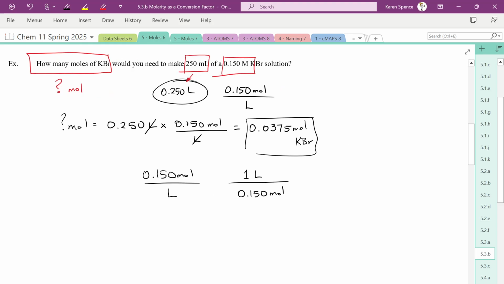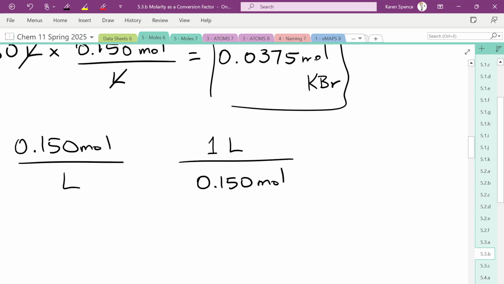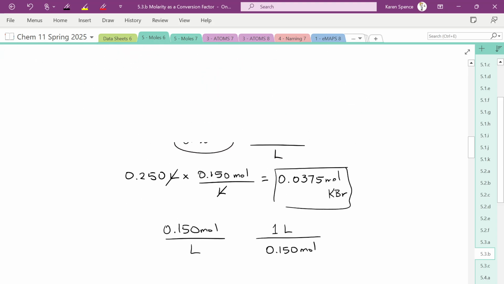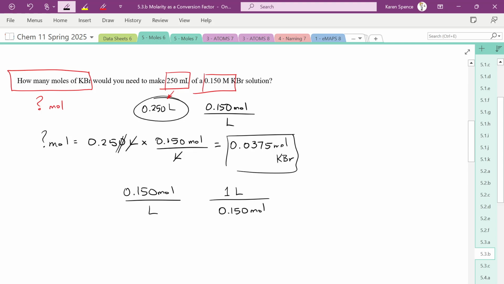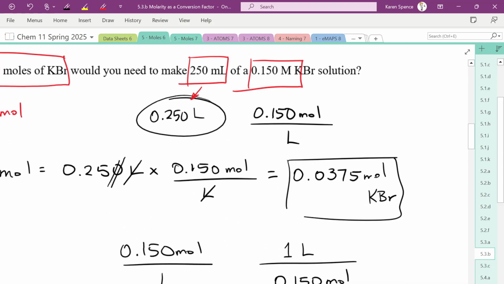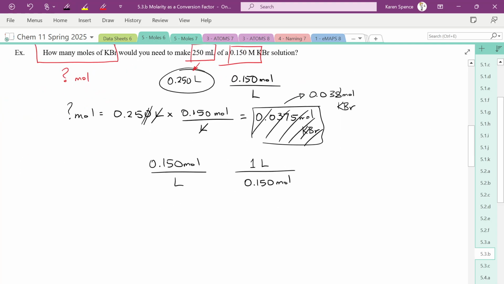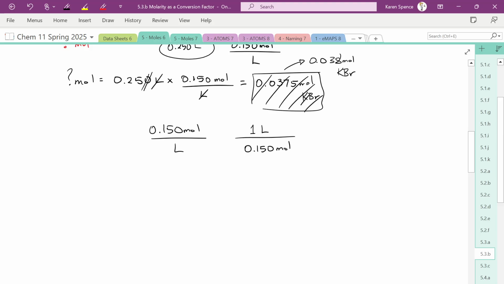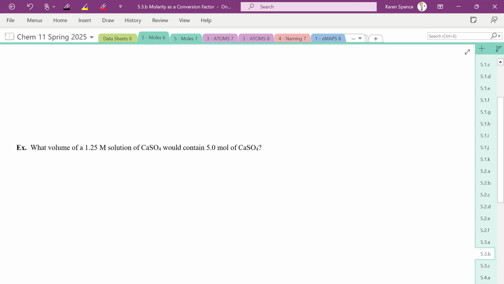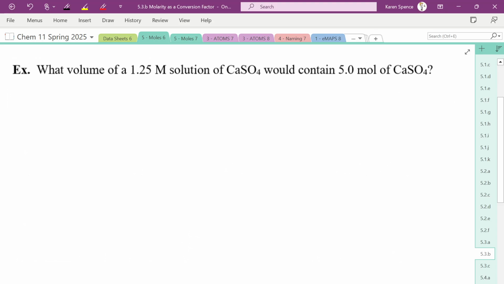Actually, if it's 250 milliliters, shouldn't that just be 2 sig figs? Oh, it should be. Thank you. Yes, that should be 2 sig figs. 250 milliliters without a dot there, that should be 2 sig figs. So that would then become 0.038 moles of KBr. Thank you so much for catching that. Yay, look at you do the sig figs. I know. See, they're still the bane of my existence, even though, you know, how many years later? 35 years later. All right, we're going to try another example here.